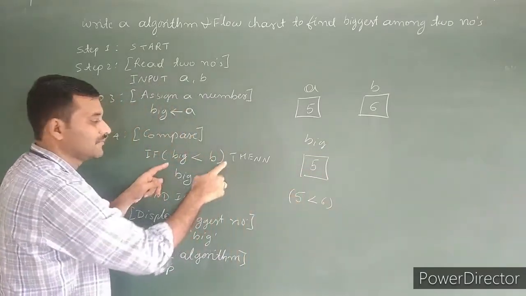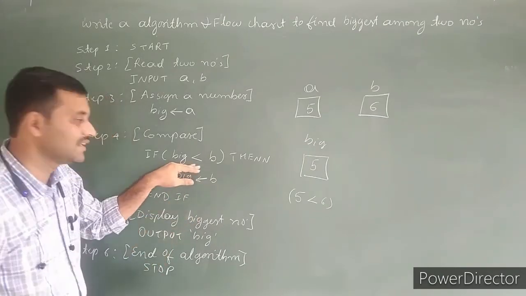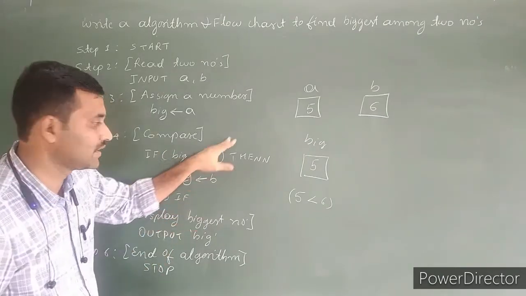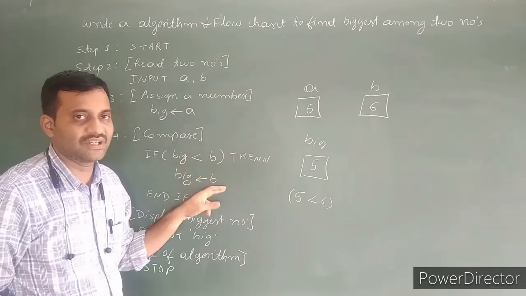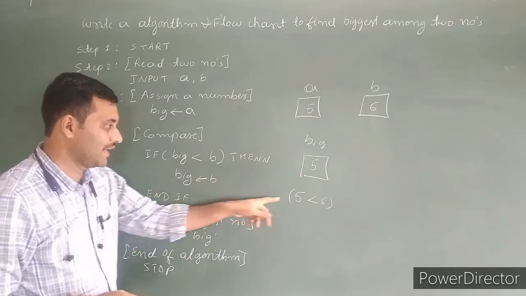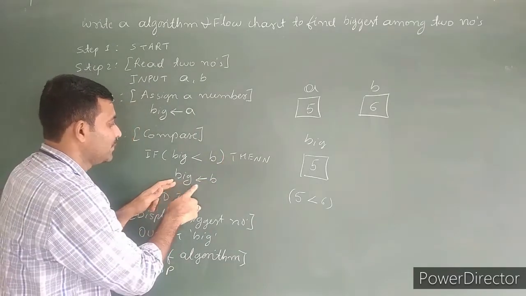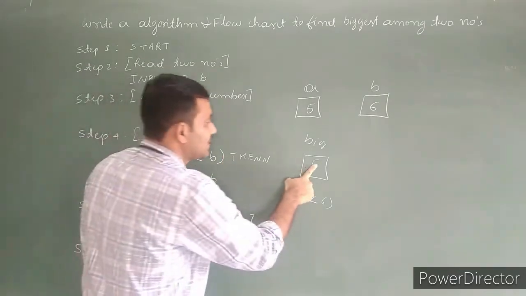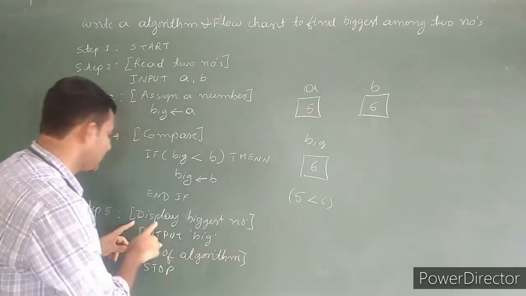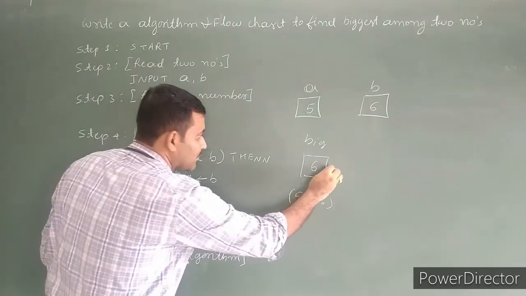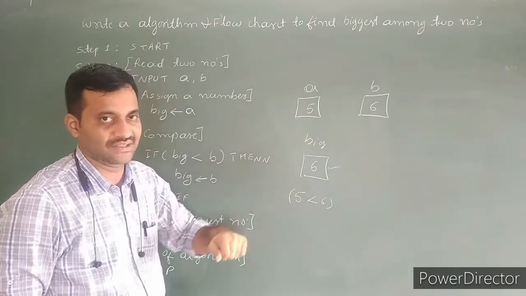If it is true, then the succeeding statement is executed in a simple if. Verify the condition. A condition has two alternatives, either true or false. If it is true, the succeeding statement is executed. Otherwise, the succeeding statement is not executed. Here, 5 is less than 6. Condition is true. If the condition is true, we have to assign big equals B. Instead of 5, here we assign the B value, that is 6. So finally, we display the big value. The value present in big is 6. So close the program. The biggest among two numbers is 6.